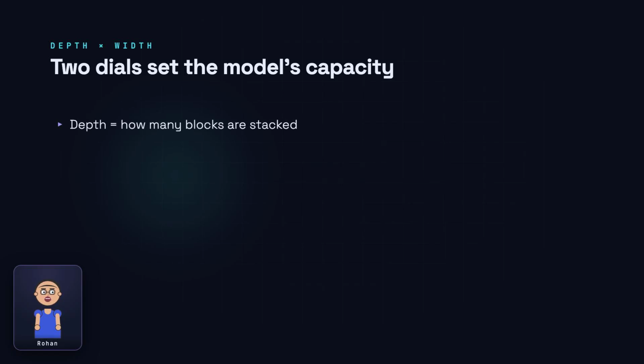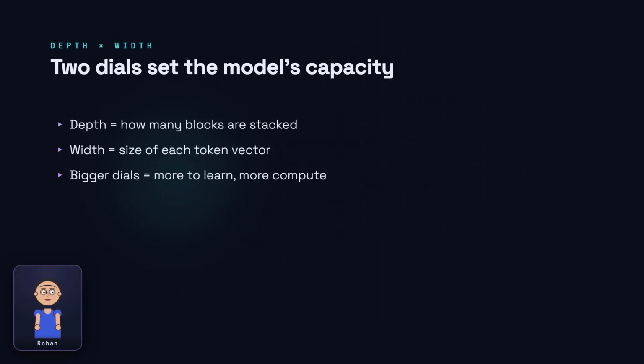Two numbers largely decide how powerful the model is. Depth, how many blocks you stack, and width, how many numbers each token vector carries. Turn both up, and the model can represent more, but it also needs far more data and compute to train. Depth and width are the capacity dials of a transformer.